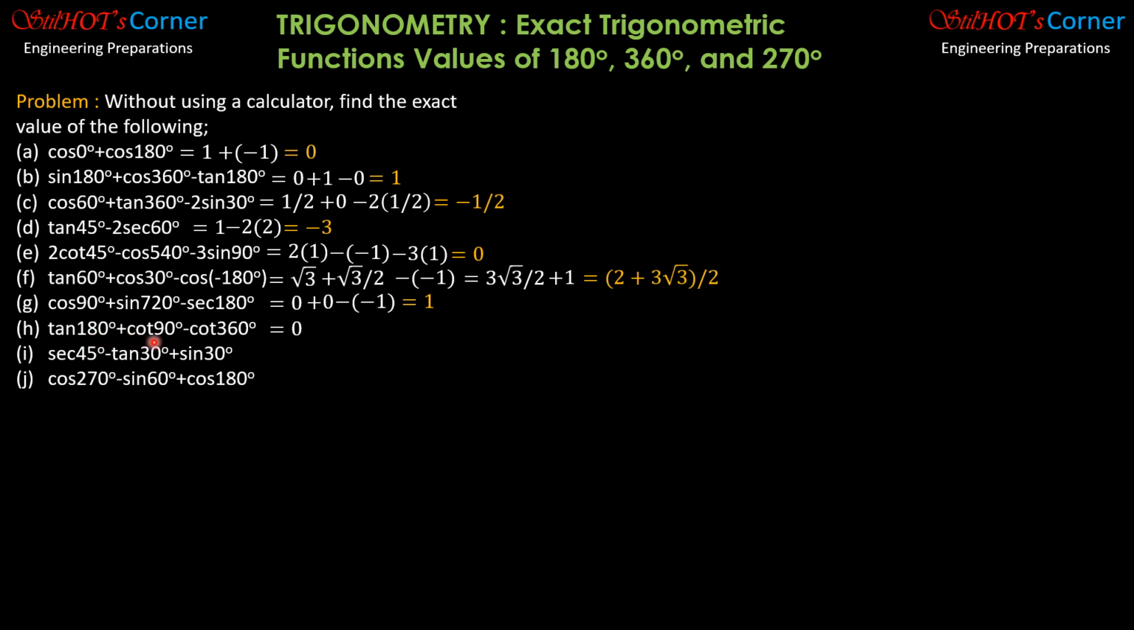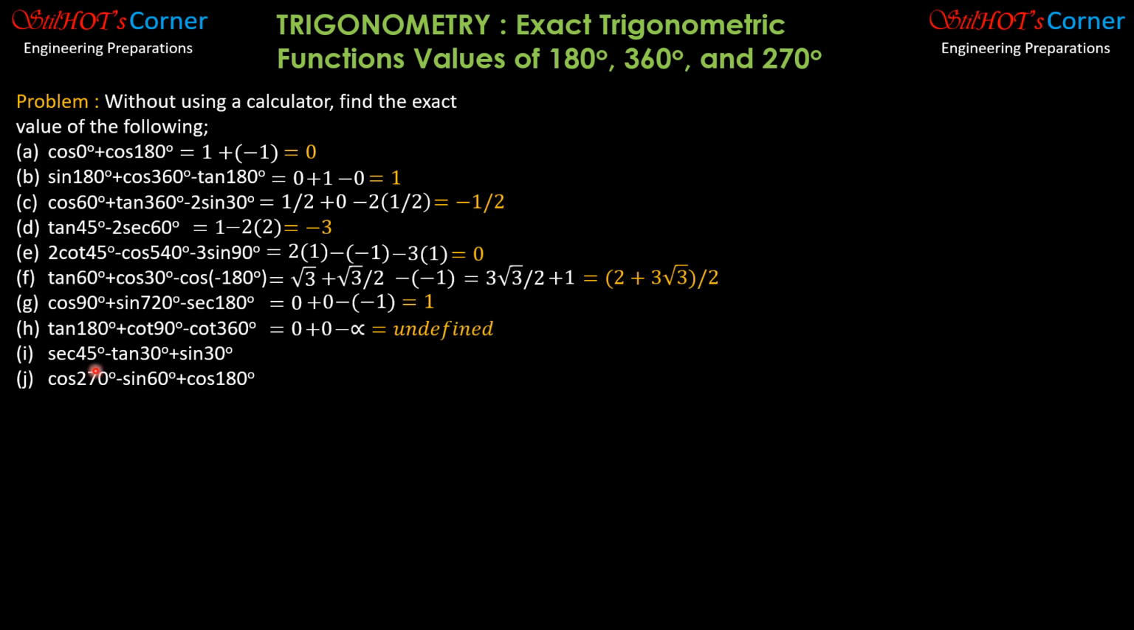Cotangent of 90 is cosine of 90 over sine 90. Cosine 90 is 0, sine 90 is 1. So cotangent 90 is also 0. Then minus cotangent 360. Cotangent 360 degrees is equal to cotangent of 0, and cotangent of 0 is adjacent 1 over opposite 0. So this is undefined. So therefore 0 plus 0 minus undefined is undefined.